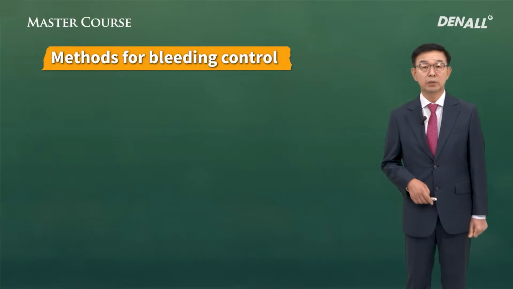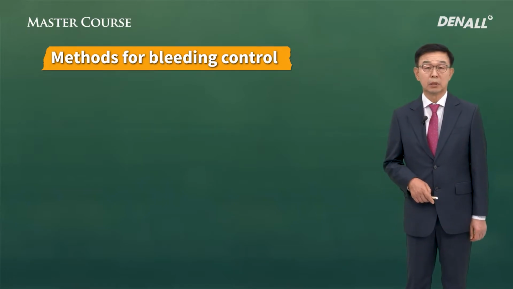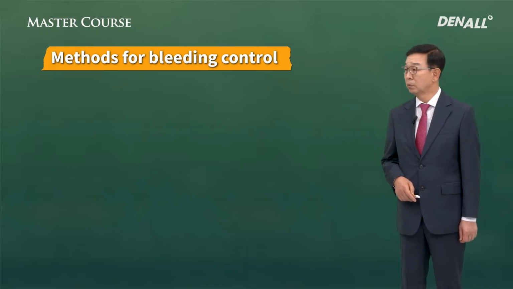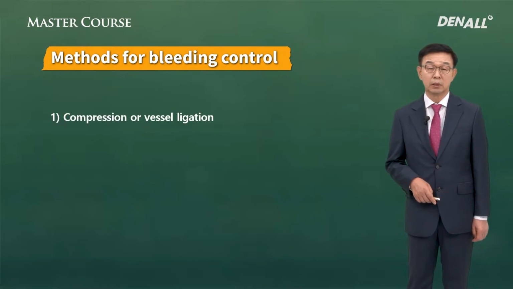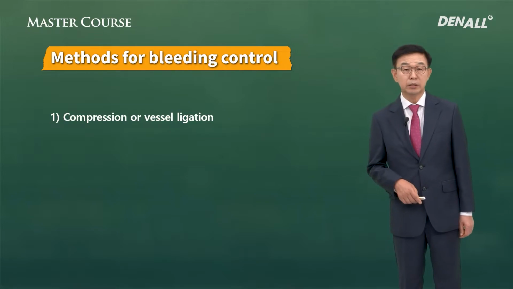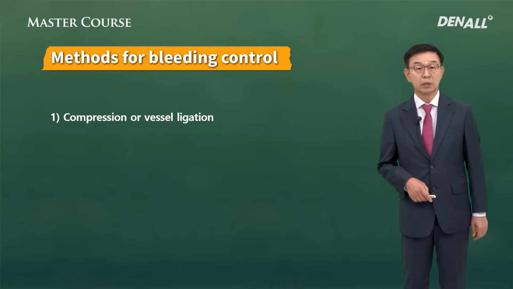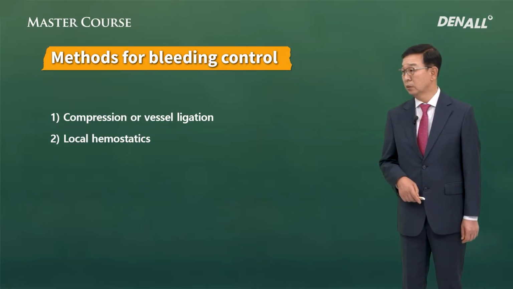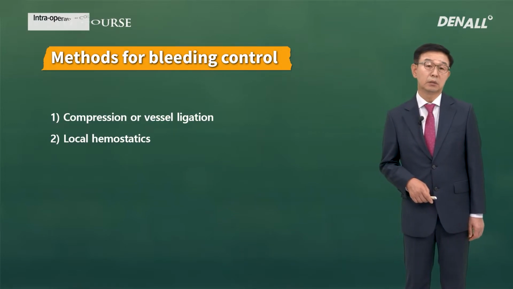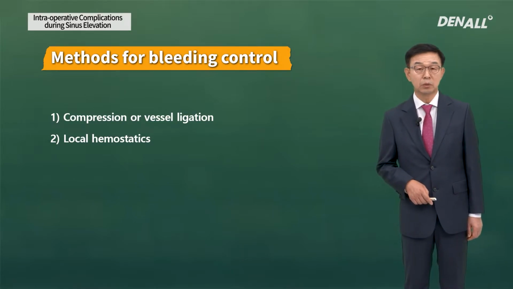Now I'm going to talk about how to control bleeding in the case it occurs. The easiest way to do it is to apply pressure. Next, you can suture the vessel or do ligation, but this is not done frequently. When applying pressure, you can use a hemostat. This is also a good way to do it.